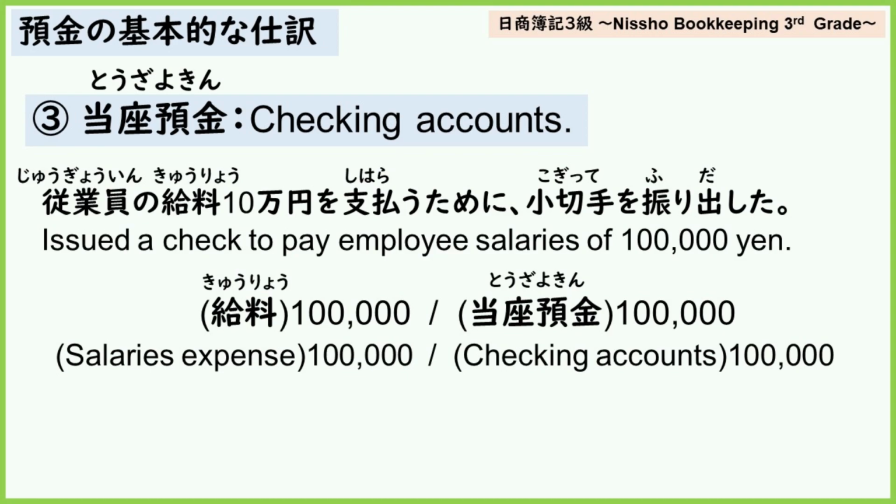When issuing a check, it is treated as a decrease in the checking account. In other words, credit the checking account. Checks frequently appear in the study of bookkeeping. Therefore, let's delve a bit deeper into checks.